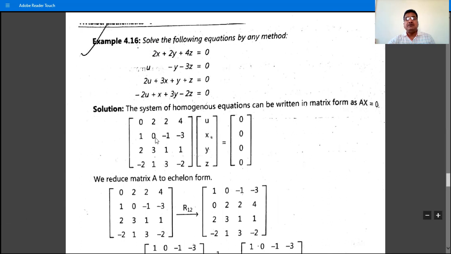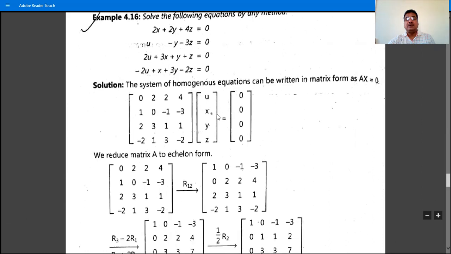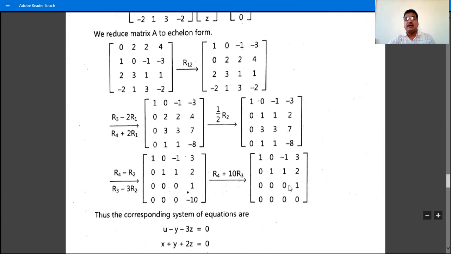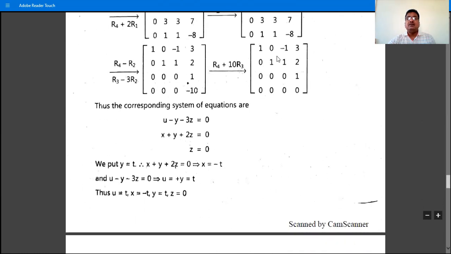X coefficient is 0, Y coefficient is -1, Z coefficient is -2, 3, 1, 1, then -2, 1, 3, -2. And then this is the homogeneous system. So consider just matrix A and reduce it to echelon form, and then write u plus x minus y minus 3z is equal to 0 as the first equation. Then x plus y plus 2z is equal to 0, and last, z is equal to 0.